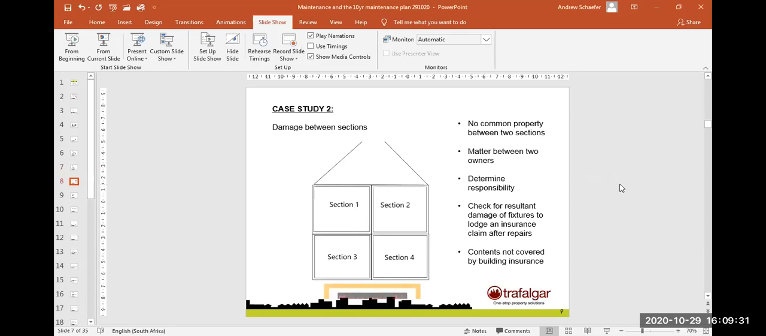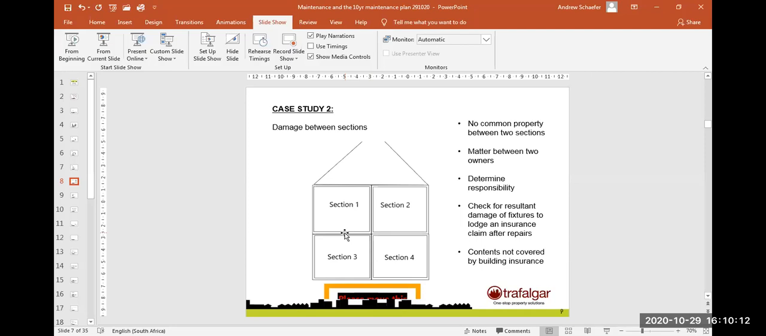So in terms of case study 2, we often face complaints where damage is being caused either inside a unit or to common property, but it comes from an area that is not necessarily the party who is suffering the damages. So the responsibility to maintain, in this slide, you can see there are 4 sections. There's no common property between sections 1 and 2, 1 and 3, 2 and 4. As a result, if there is any damage or any cause of damage coming, let's say, for example, from unit 1 to unit 3, there's a leaking pipe. That responsibility is a matter between the two owners because there's no common property involved.